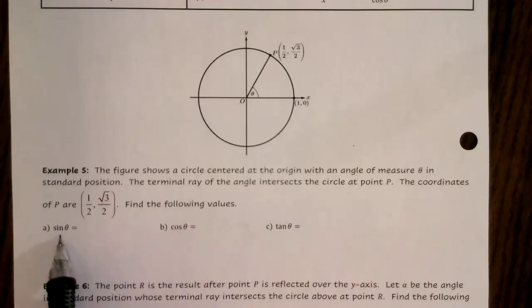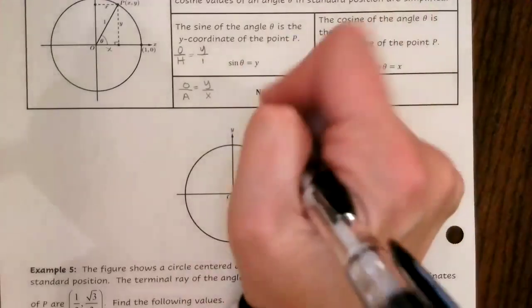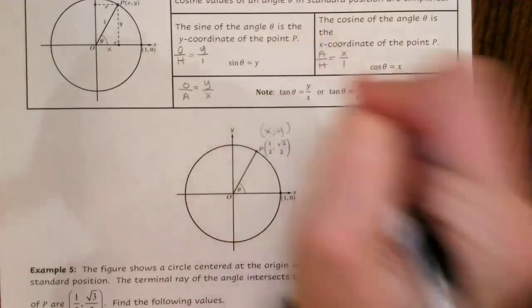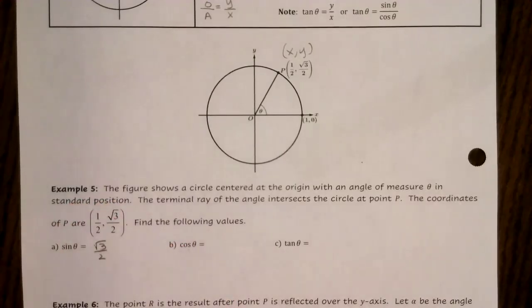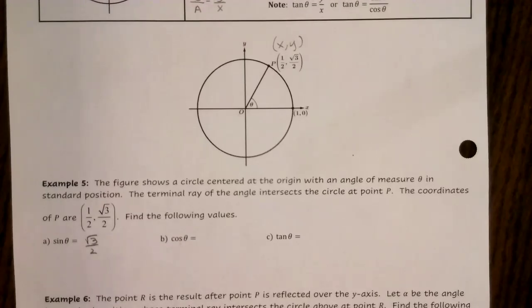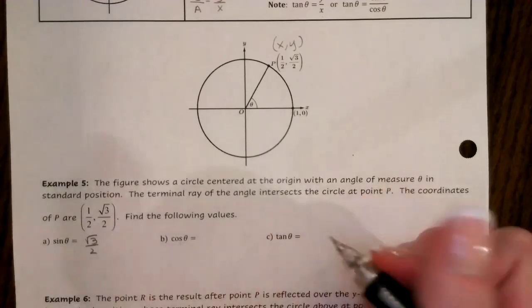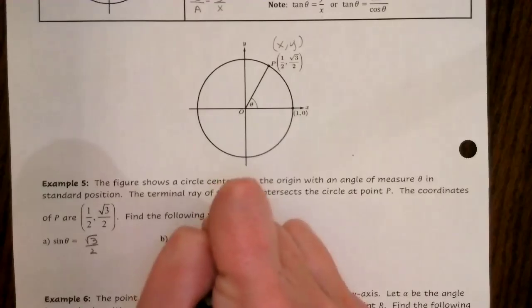All right, so let's start with the sine of theta. Up here, we said the sine of theta is our y value. So we know that ordered pairs are x comma y. So my y value would be root 3 over 2. So that is the sine value. That's how easy we can pull the information from it if we know this unit circle well.